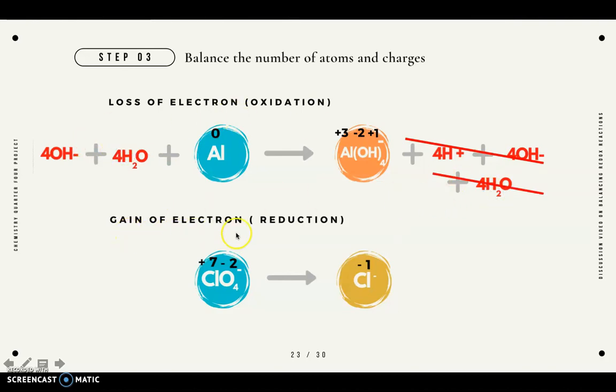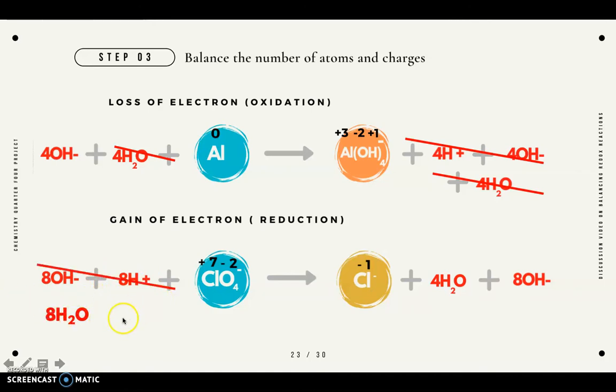For the reduction half reaction, we will add 4 H2O molecules on the right, since there are 4 oxygen atoms on the left. To balance the hydrogen ions, we will add 8 hydrogen ions on the left, for a total of 8 hydrogen ions on both sides. Proceeding with the neutralization of H+, we will add 8 hydroxide ions on both sides. On the left side, it can be observed that the 8 hydrogen ions and 8 hydroxide ions will combine to form 8 H2O molecules.